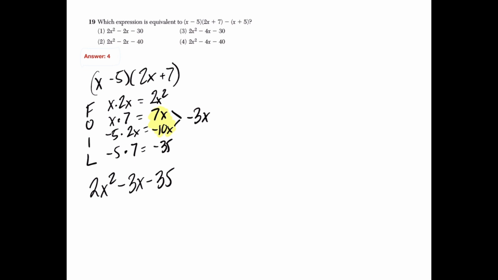I like to use arrays when doing these types of problems. And all an array means is, if I was just multiplying these two, I'm just going to show you my array. Here's x minus 5, and here's 2x and positive 7. And now I would just multiply the numbers in there. So 2x times x is 2x squared, 2 times negative 5, and I'm getting the same numbers.